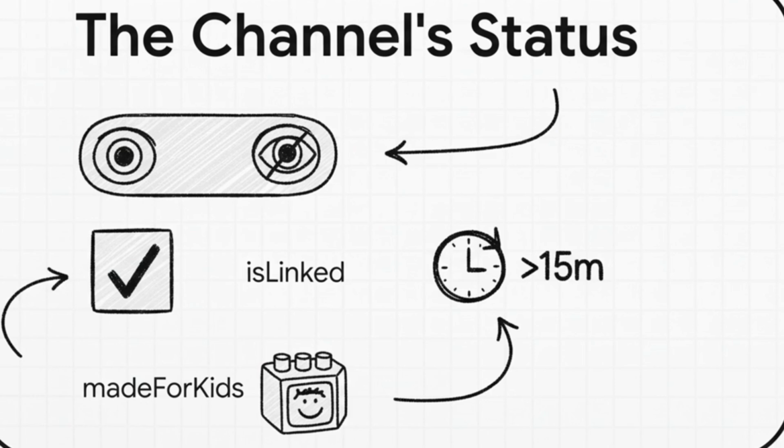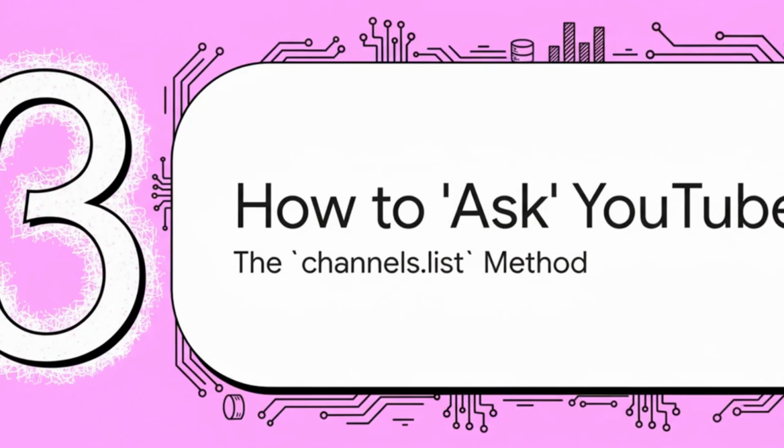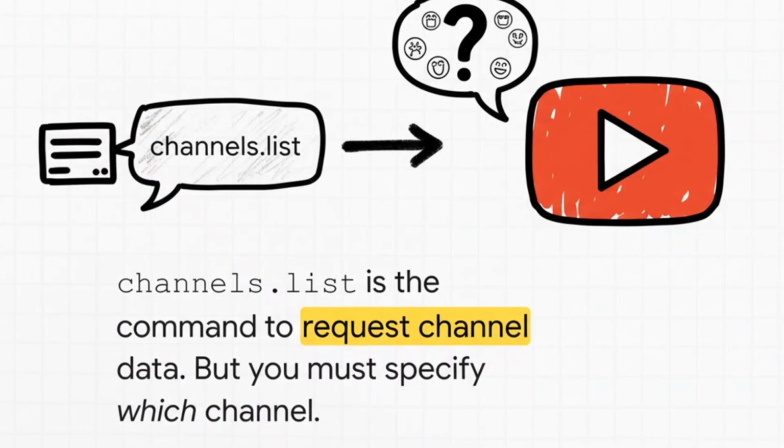Is its status public or private? Has it been verified, which lets it upload videos longer than 15 minutes? And a really important one these days, is the channel officially made for kids? Because that changes a whole lot about how the platform treats it. Okay, so we know what kind of information is available, but how does a developer actually go and get it? Well, they use a command, or what's called a method, named channels.list. Using the channels.list method is basically like shouting, "Hey YouTube, give me the channel resource."